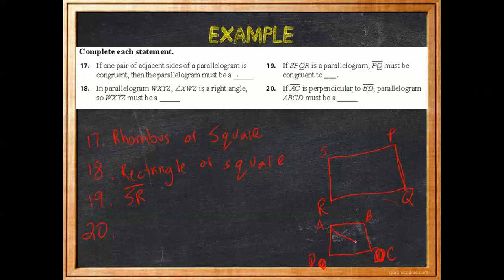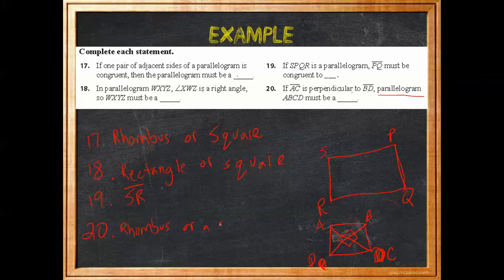So AC is perpendicular to BD. So we're talking about the diagonals. If they're perpendicular, right, that means they have 90-degree angles. Okay, then parallelogram ABCD, right? This is a parallelogram. Okay, it must be a rhombus or a square.